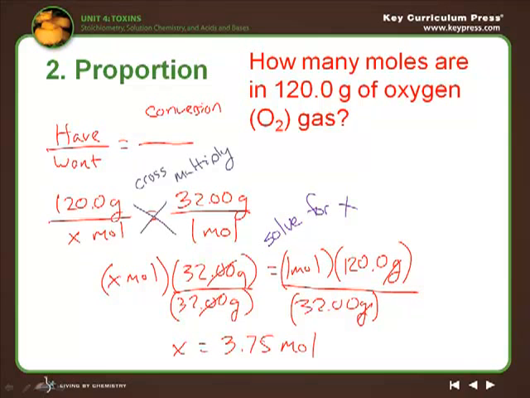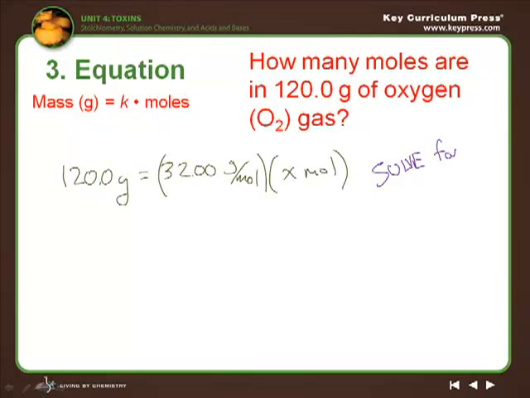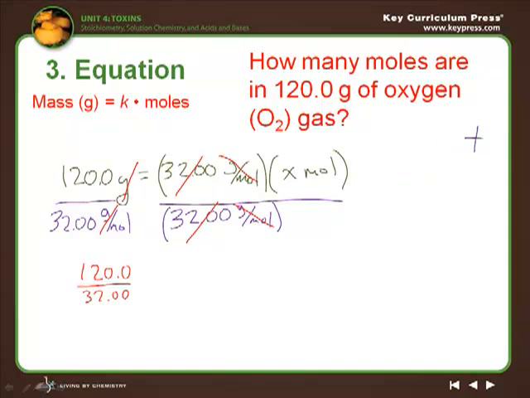Now, if I've got 3.75 moles, how many particles or molecules would that be equal to? This here is another way. If you don't like proportions, this is called the equation. The equation is up here. You go through the same process. You solve for x. Cancel out the units. And we should get the same answer. 120 divided by 32. X equals 3.75 moles. This is using this equation where K is the molar mass.